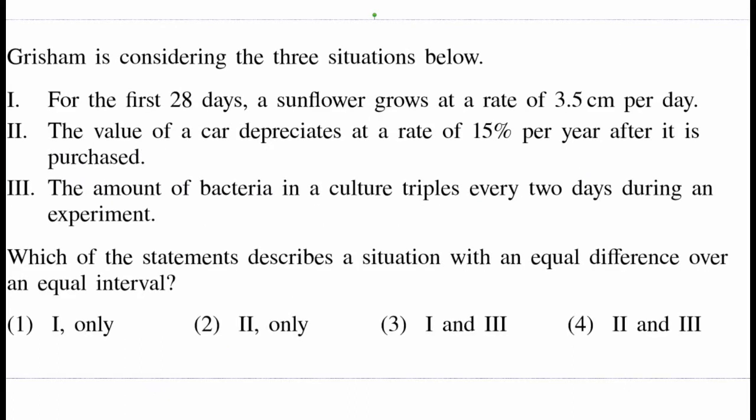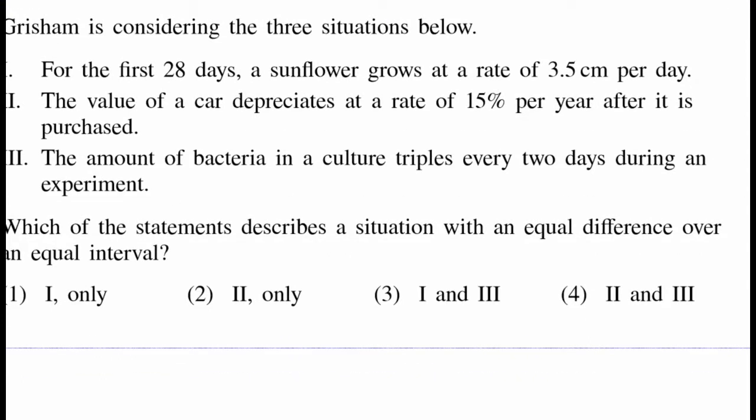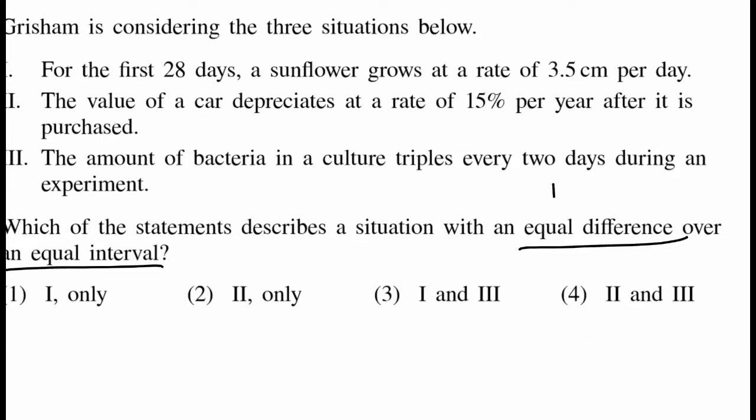Grisham is considering 3 situations below. Which of the statements describe a situation with an equal difference over an equal interval? Well, that's code for saying a linear function. Equal differences over equal intervals is saying which of these are linear. For the first 28 days, a sunflower grows at a rate of 3.5 centimeters per day. That sounds good because we add on 3.5 centimeters. So the first one is totally a linear function.